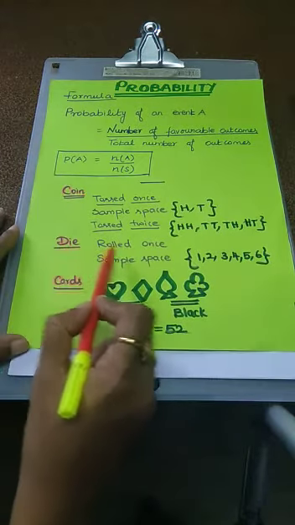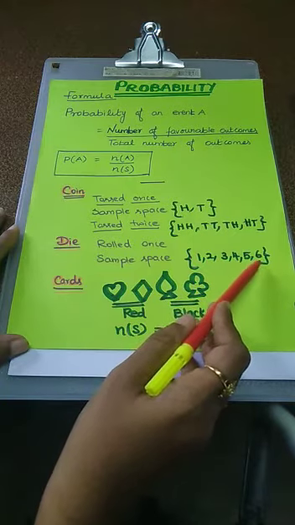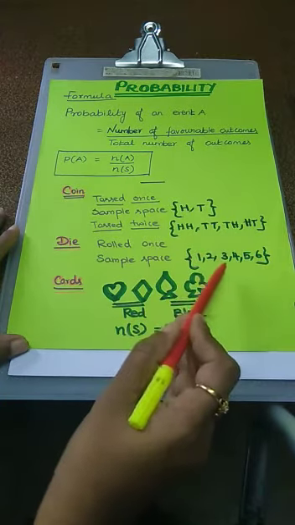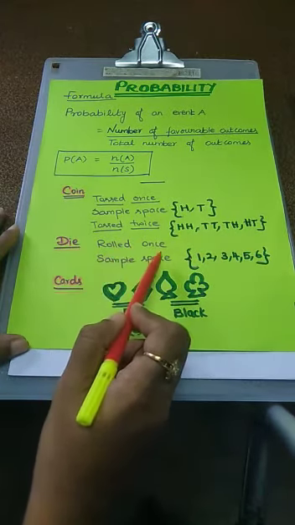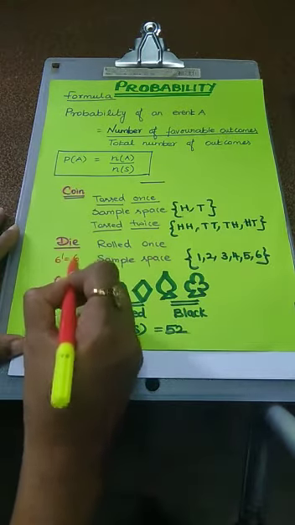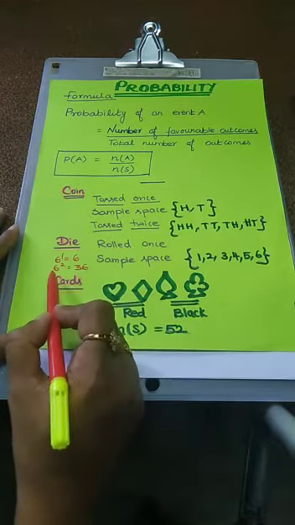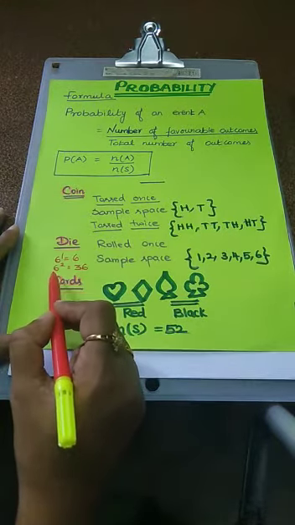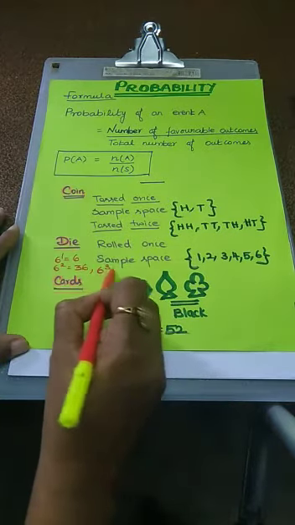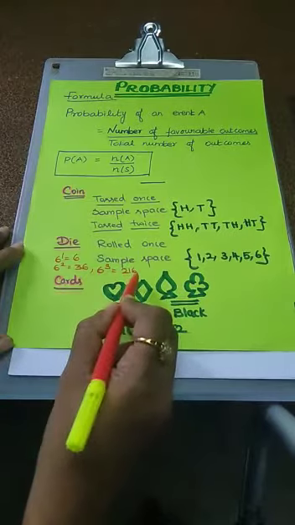Suppose we roll a die once: 1, 2, 3, 4, 5, 6 are the possible outcomes, so N of S is 6. If we roll a die twice, that is 6 squared. 6 to the power 1 is 6 only, and 6 to the power 2 is 36. If we roll a die thrice, it is 6 to the power 3. What is 6 to the power 3? That is 216. These are the possible chances.